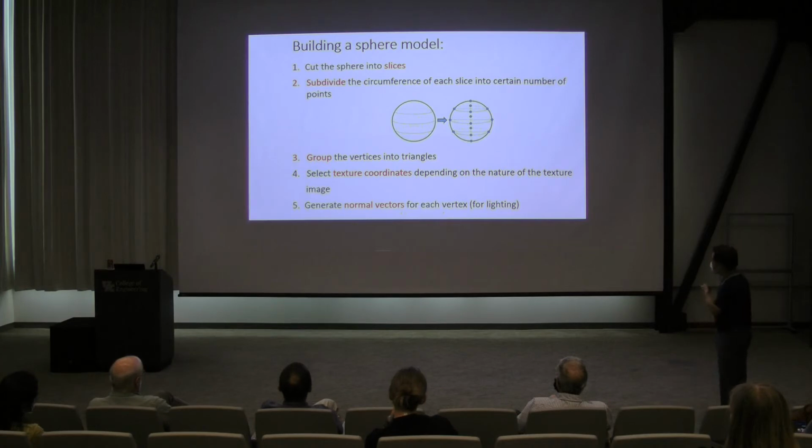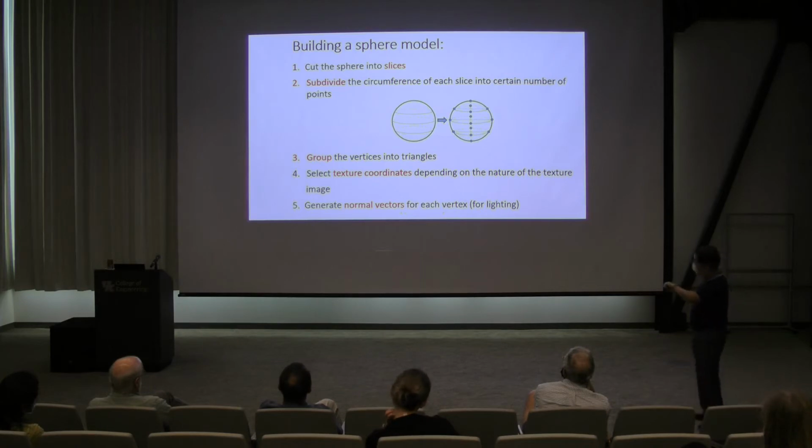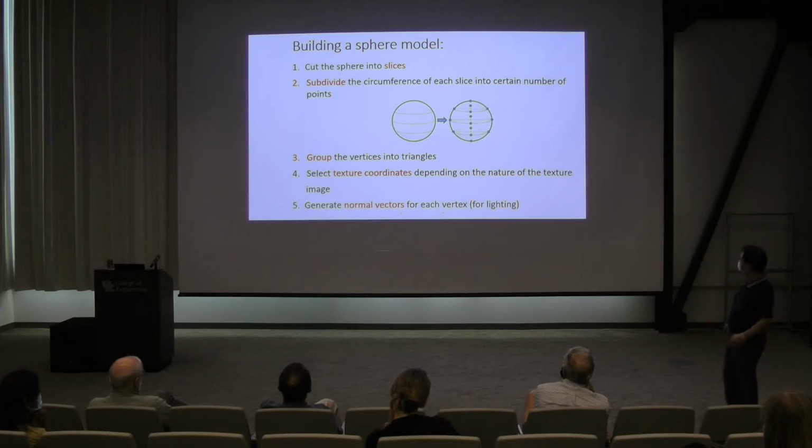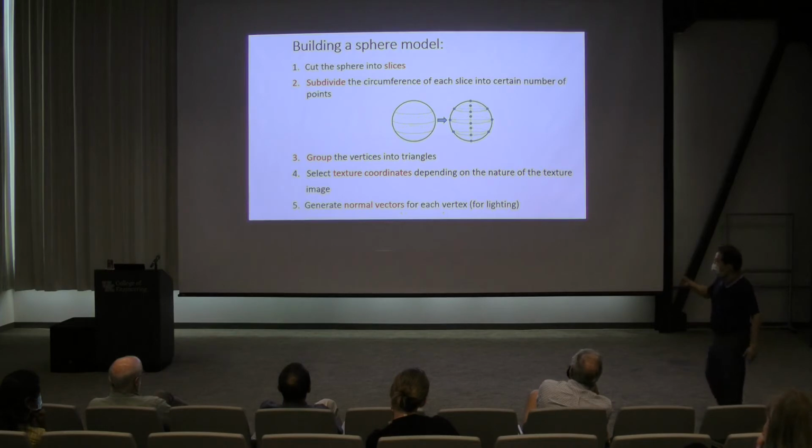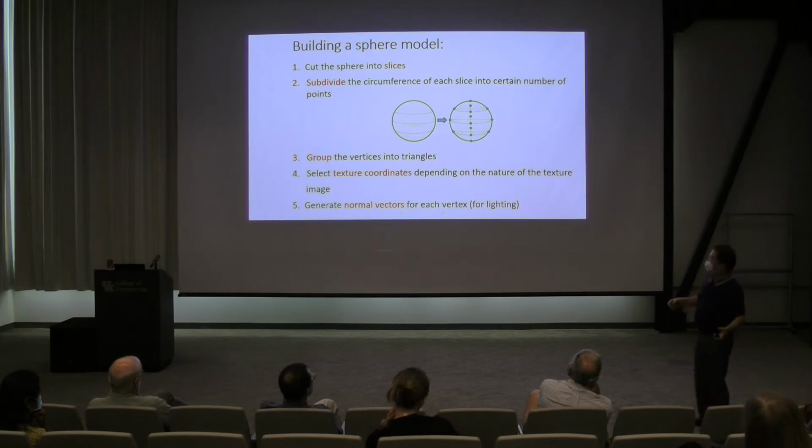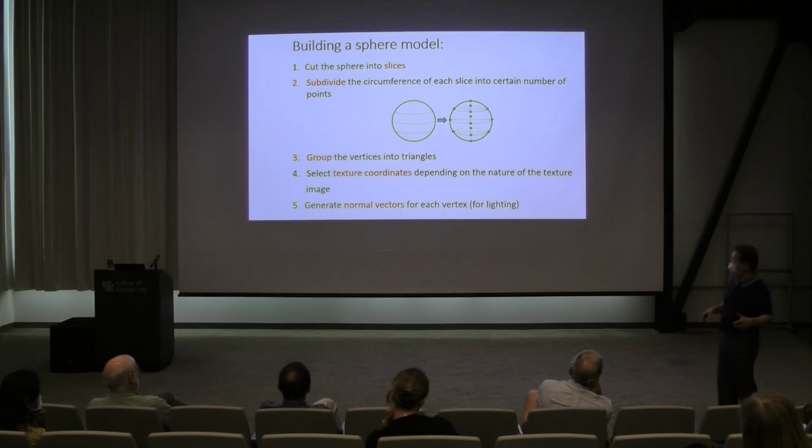And how to put vertices on those slices, okay? Or how to subdivide the circumference of each slice into a certain number of points, and how to group those vertices into triangles, how to select texture coordinates, depending on the nature of the texture material, the world map, and how to generate normal vectors for each vertex, so we can do lighting, so we will be able to eventually find out what color, what intensity should be used for that pixel. You might not be able to get a texture for each point, for each pixel. Therefore, you have to do interpolation, either linear interpolation or bilinear interpolation, to get an approximation for that information.